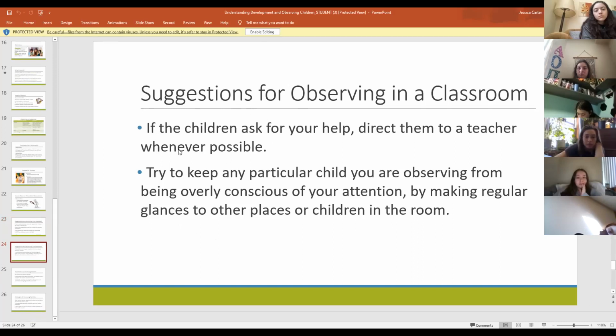If you are in a class experience observing children and they ask you for your help, try to direct them to a teacher, because again, you want to be very much a fly on the wall, if you will. And then try to keep any particular child that you are observing from being really conscious of your attention. So look around the room, not making it obvious that you're there to watch one specific child, if that's the case.